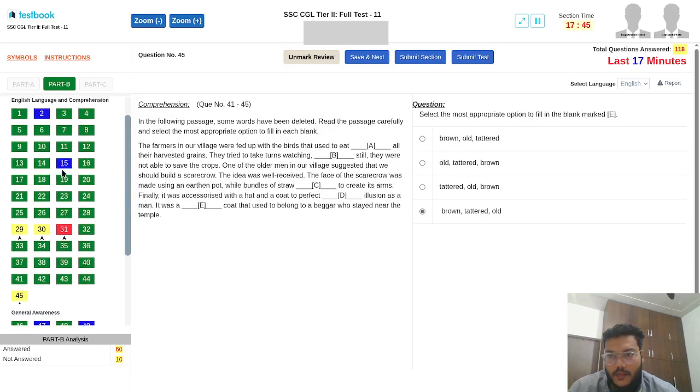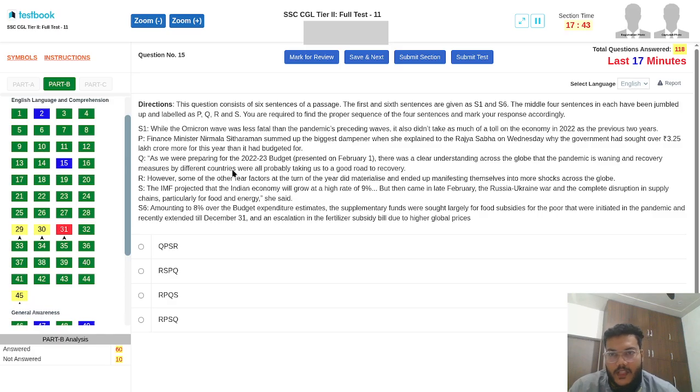While the Omicron wave was less fatal than the pandemic's preceding waves, it also didn't take as much of a toll on the economy in 2022 as the previous 2 years. However, some of the other fear factors at the turn of the year did materialize and ended up manifesting more shocks across the globe.